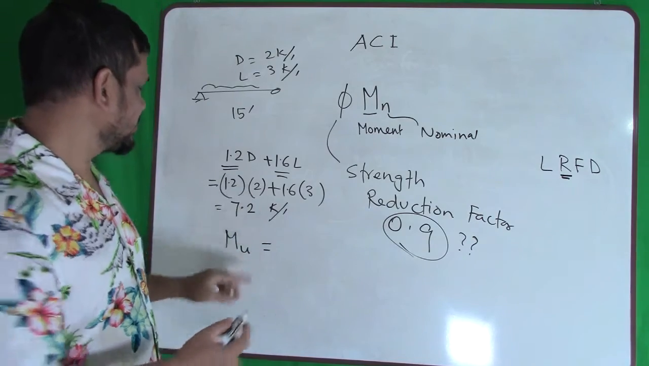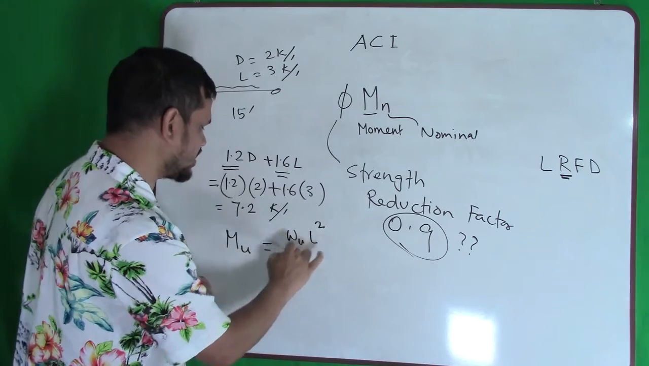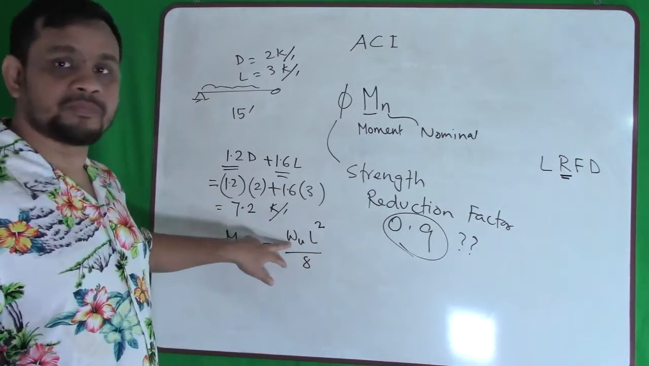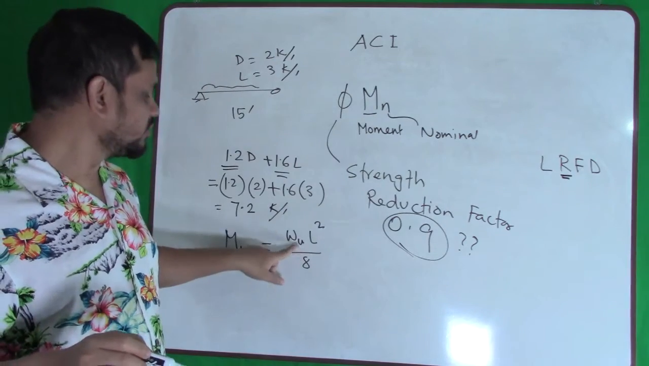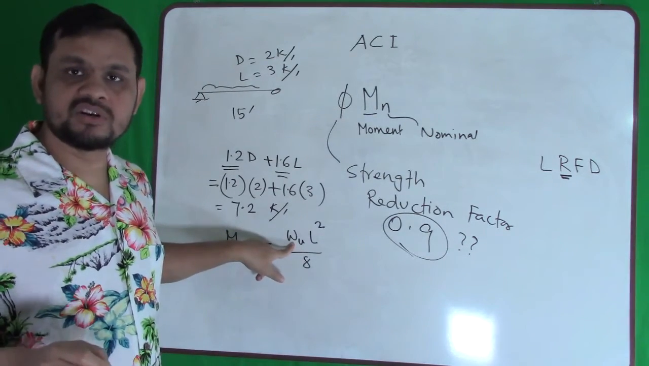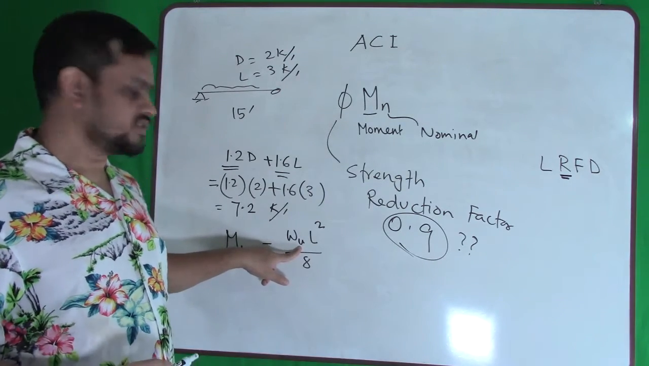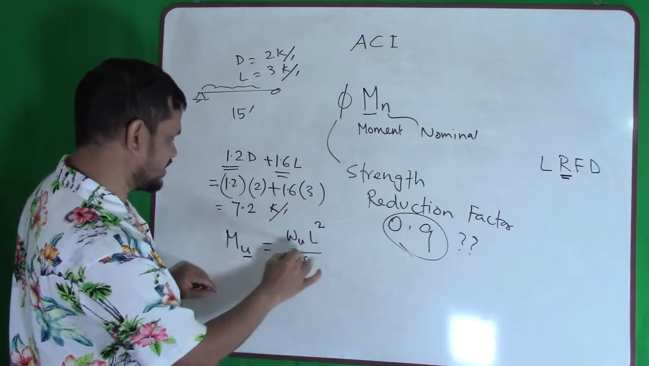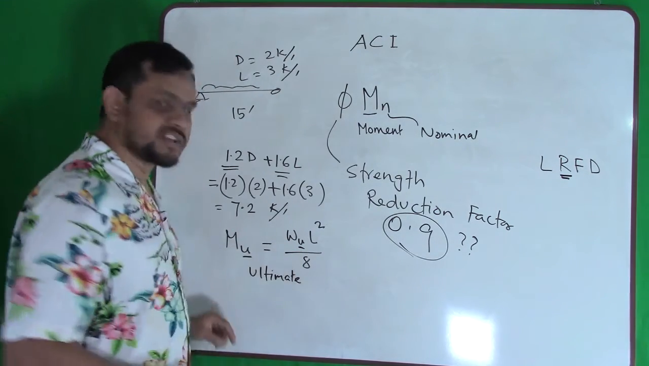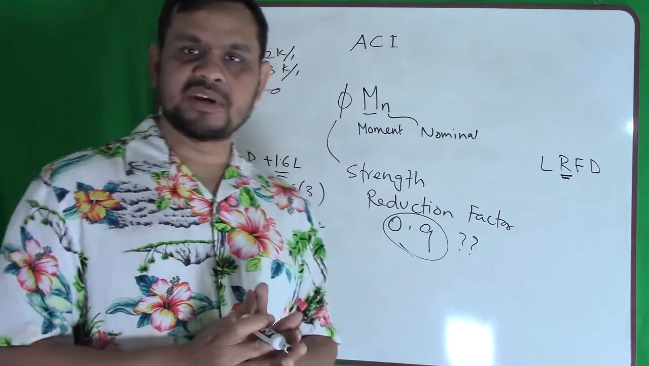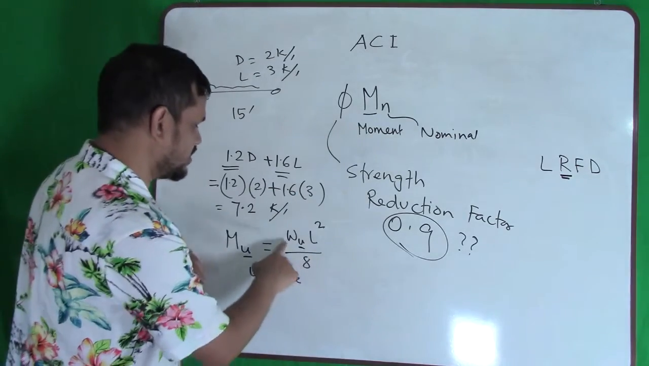Why? Because my load is factored. Then I do Wu L squared by 8. Now what is Wu? My uniformly distributed load we represent by W. U means ultimate, or factored. Other name we call it factored. So Wu L squared by 8.